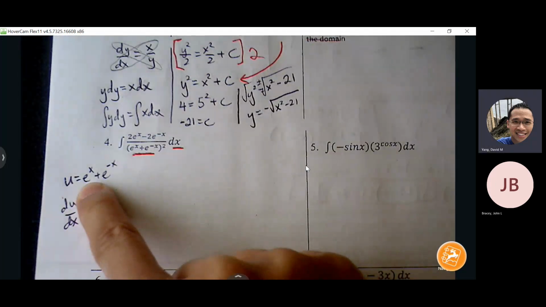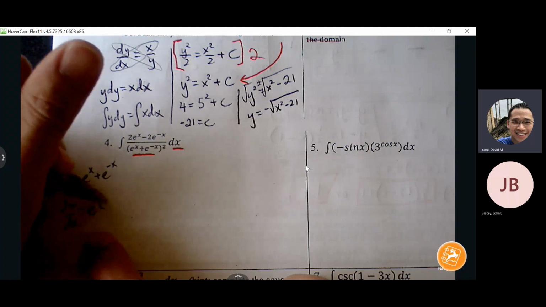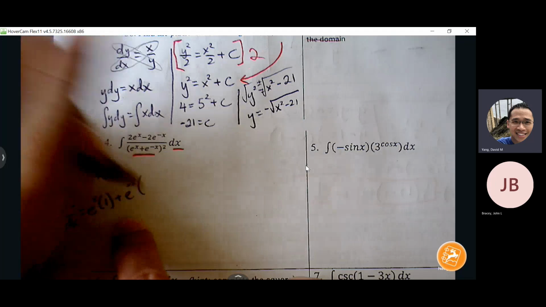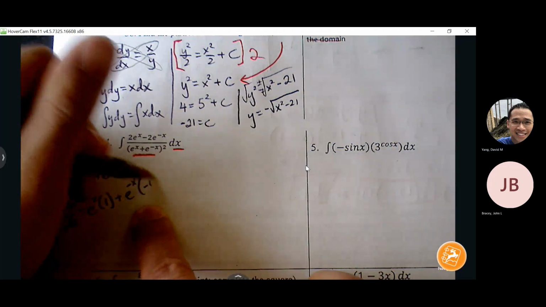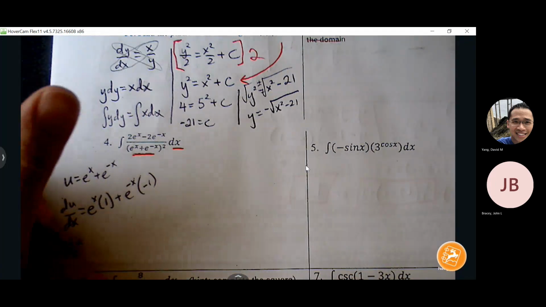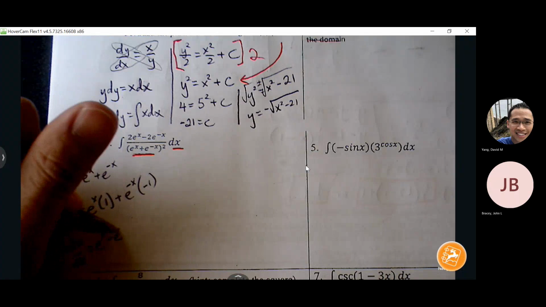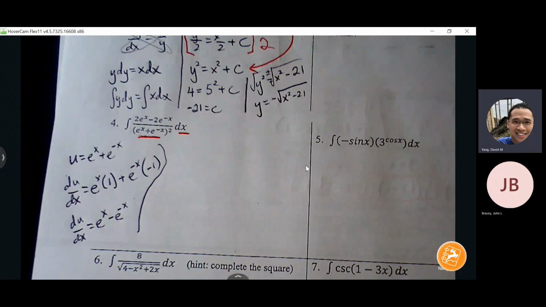Right, what's e to the u's derivative? E to the u times u prime. So this is e to the negative x times what? 1. Right, cross multiply.